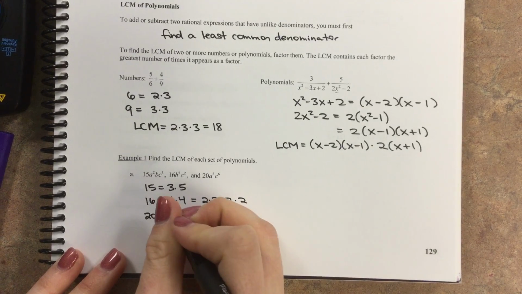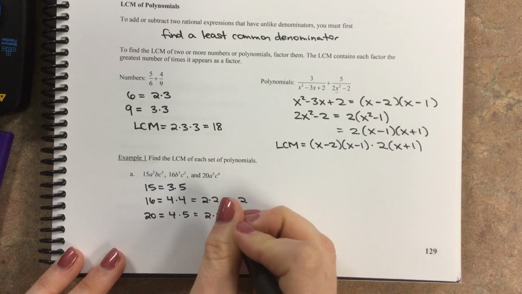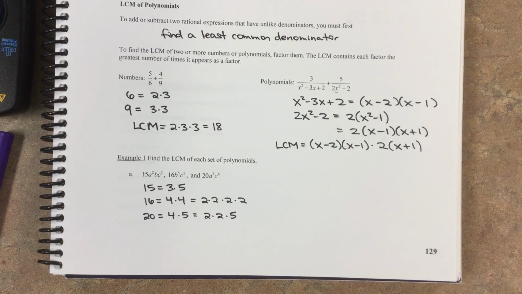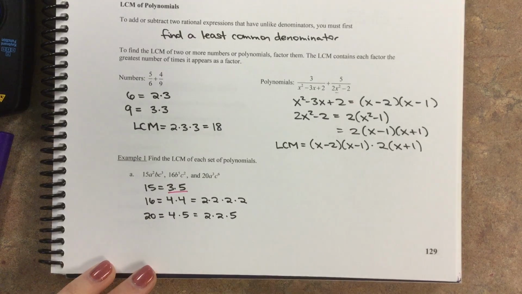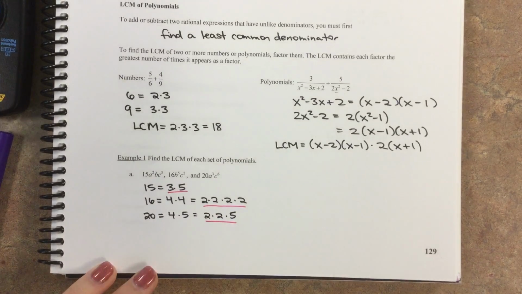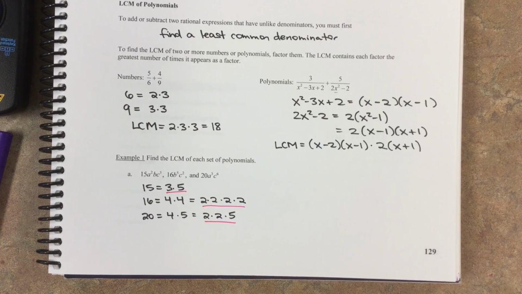20 breaks down into 4 times 5. And the 4 breaks down to 2 times 2. Okay, so in order to be a multiple of 15 and 16 and 20, it has to contain a 3 and a 5, has to contain 4 copies of 2, and it has to contain 2 copies of 2 and a copy of 5. But in order for it to be the least, we don't want it to contain any more than it needs to.